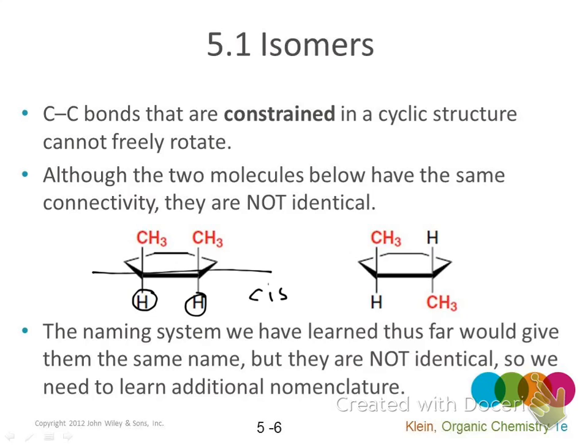Draw a line across this one, across the ring, where the constraint is. These are on opposite sides of each other, but really, we're looking at these. That's how we usually do it. We look at the hydrogens. This is trans. So we have other ways of creating constraints.